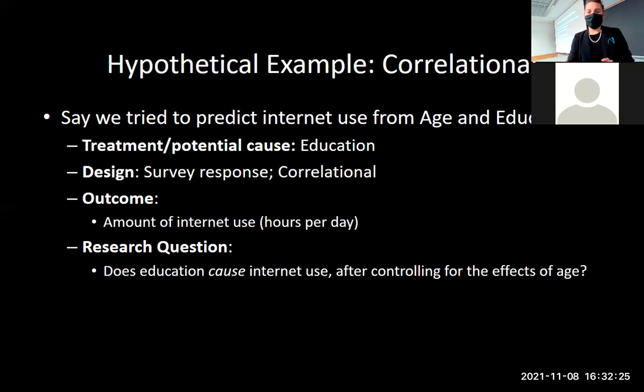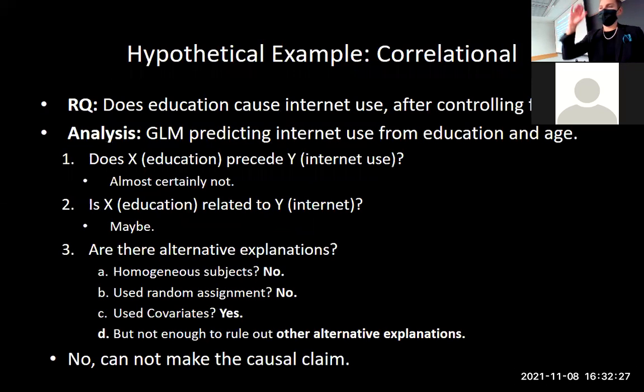So thinking about how that question could break down following our three points, the analysis we would use would be a GLM predicting internet use from education and age. And then the first part is whether we have temporal precedence. So does education precede use of the internet? And I would argue that probably it doesn't. People who are getting a degree or in the process of getting a degree may or may not have already been using the internet. So I can't really establish this as coming first.